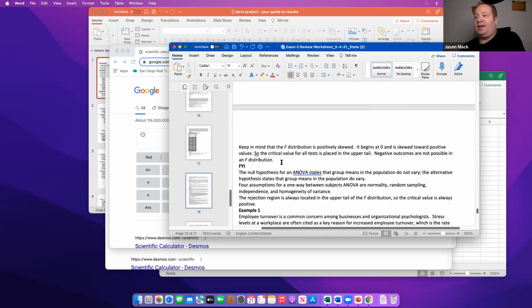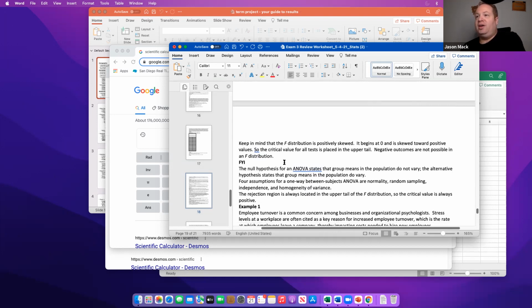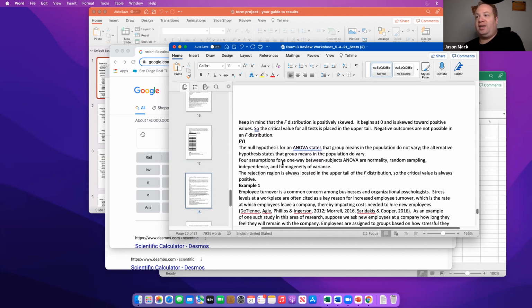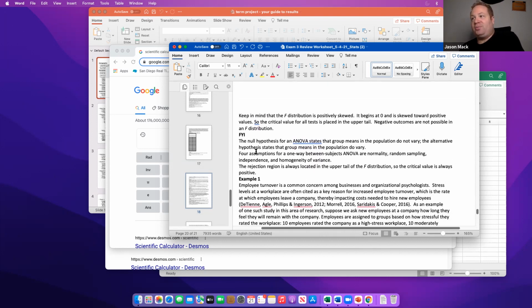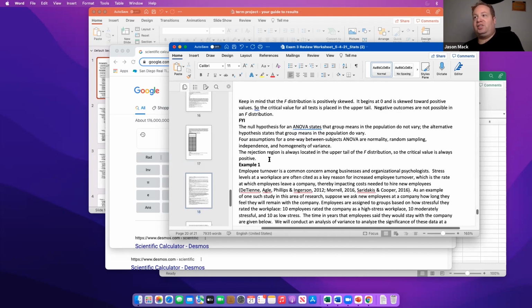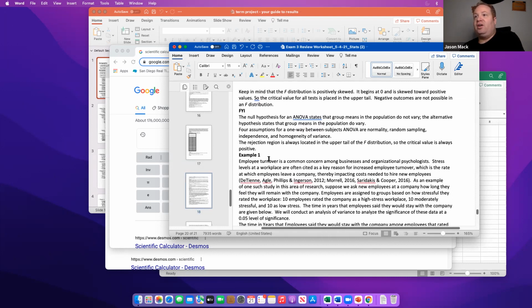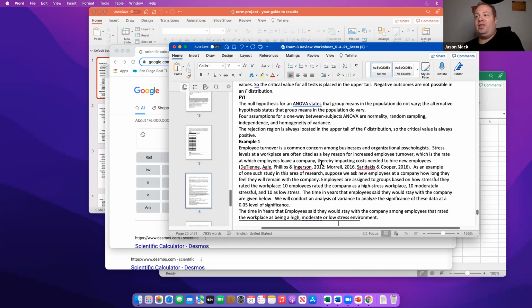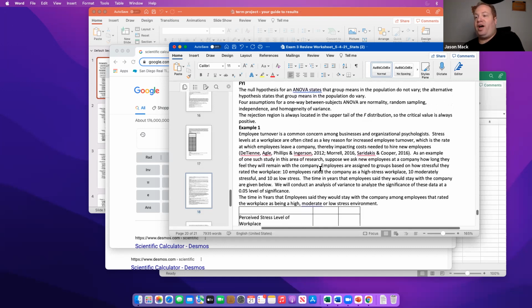Keep in mind that the F distribution is positively skewed. It begins at 0 and is skewed toward positive values. So the critical value for all tests is placed in the upper tail. Negative outcomes are not possible in an F distribution. FYI, the null hypothesis for an ANOVA states that group means in the population do not vary. The alternative hypothesis states that group means in the population do vary. The 4 assumptions for a one-way between-subjects ANOVA are normality, random sampling, independence, and homogeneity of variance, like sameness of variance. The rejection region is always located in the upper tail of the F distribution, so the critical value is always positive.